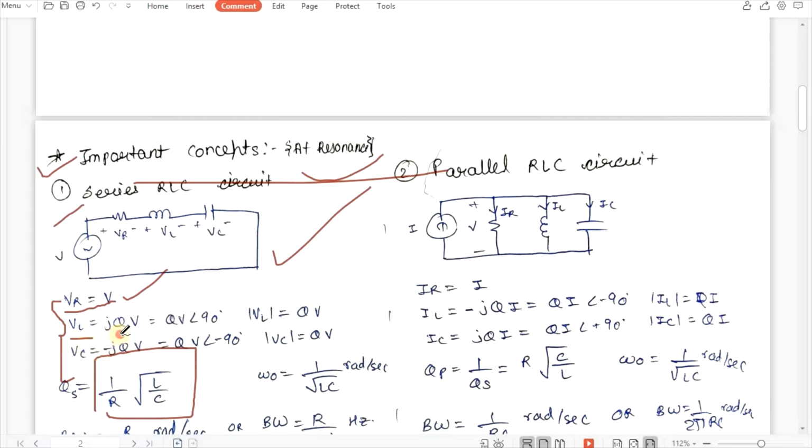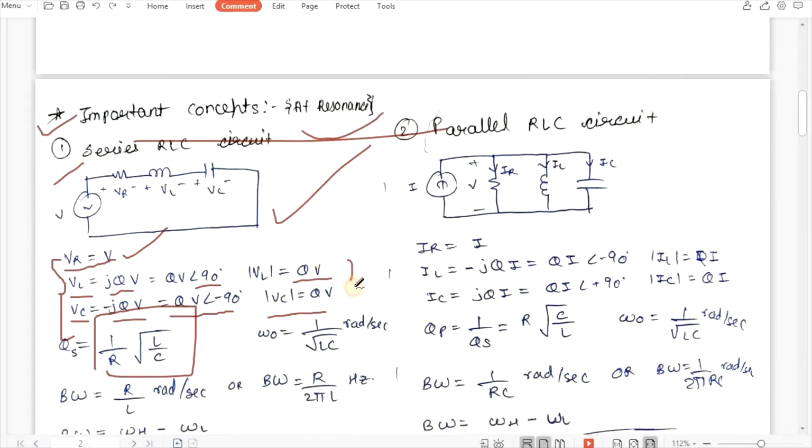So VL will be jQV. If we write in phasor form, it will be QV angle 90, and the magnitude will be QV only. Similarly, VC is minus jQV, which is QV angle minus 90, and the magnitude will be QV only. So you can see at resonance the magnitude of the inductor voltage and capacitor voltage is the same. This is the only reason for which your resistive voltage is equal to your source voltage. As you have seen, V is VR plus jVL minus jVC. If VL and VC are the same, it will be jVL minus jVL, so V equals VR only.